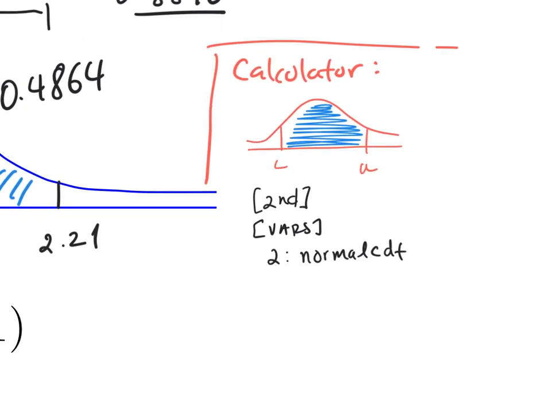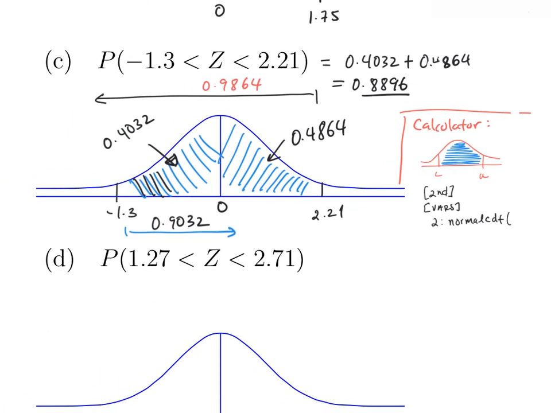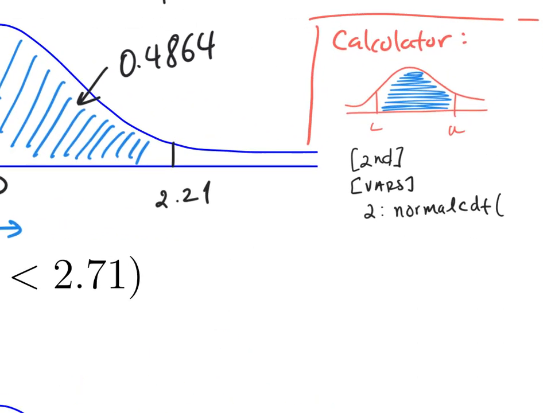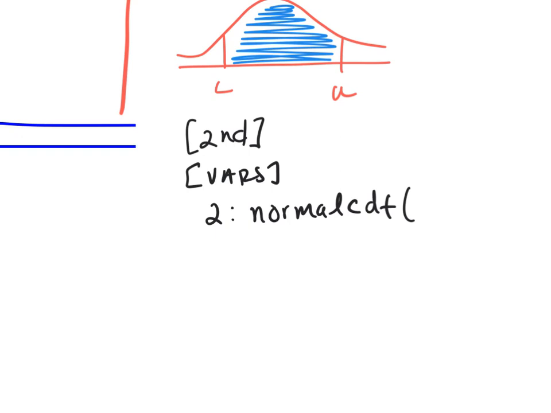And then you're going to enter the lower bound. So let's do this problem right here. If you look at the one we did right now, what's the lower bound? Negative 1.3. What's the upper bound? 2.21. Now, when you enter this, the negative sign, make sure you use the one in parentheses that says negative. If you pick the minus sign, it will give you an error. So this is negative 1.3, comma, what's the upper bound? 2.21. And this should give you exactly the same answer, which was 0.8896. Okay? Yes.